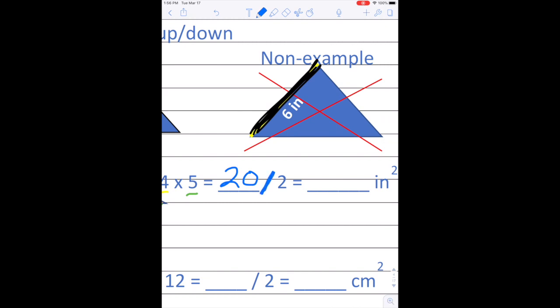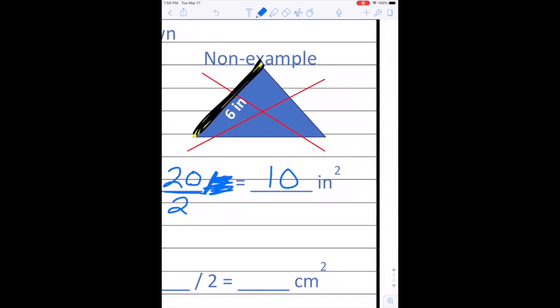And then I'm going to take 20 and divide it. This is a division symbol as well. You may have also seen it before as, if I got rid of that, you could do it also as 20 over 2 or divided by 2. So 20 divided by 2 then would give me 10 inches squared.